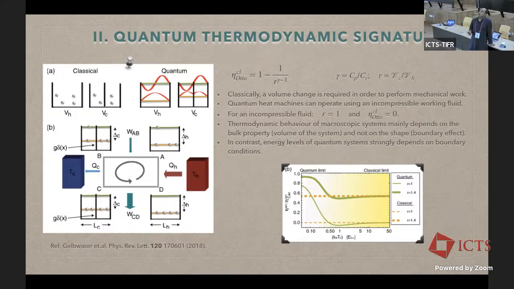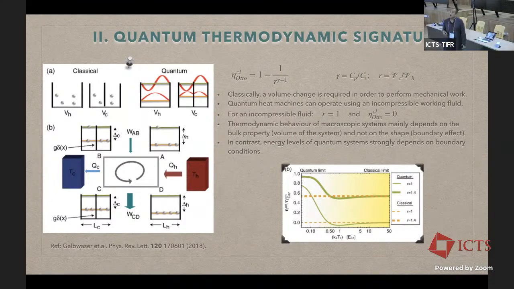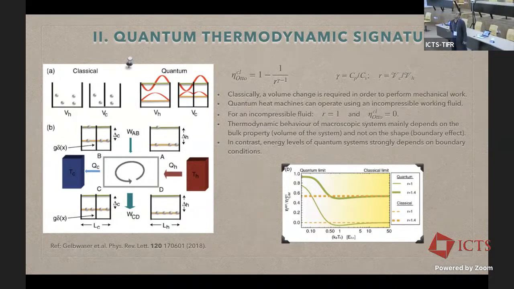strokes. Now you can immediately see from these equations that in order to get a non-zero efficiency, classically a volume change is required in order to perform work, right? I mean PdV. If you do not have any volume change, you do not have any mechanical work. On the other hand, if this compression ratio r is exactly 1, that means you have an incompressible working fluid, then you get an efficiency of 0. So for classical engines, it works as an engine only if you have compressible fluids, so that you can have a volume change, expansion and compression work. For incompressible fluids, the classical efficiency is precisely 0.